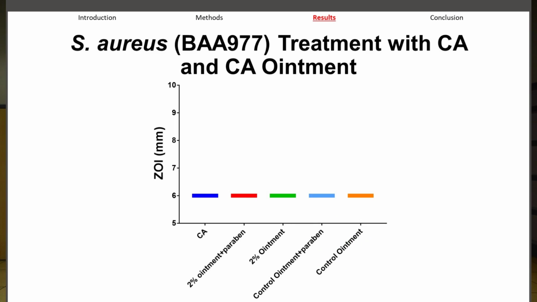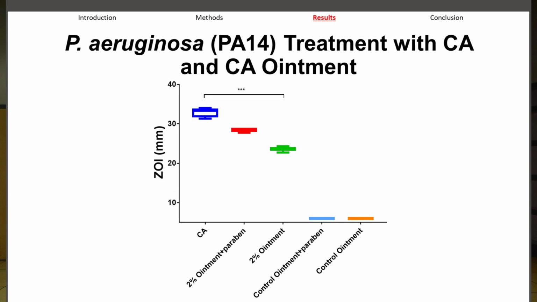So, like I said before, here's the Staph graph. Anything with a 6 means it had no effect. It didn't cause any kind of growth inhibition, just basically sat there and did nothing. But we saw the exact same trend with all 3 strains of Pseudomonas, where we have cinnamaldehyde, followed by the 2% cinnamaldehyde ointment with the preservative, followed by the 2% ointment alone, and then the controls obviously didn't do anything.